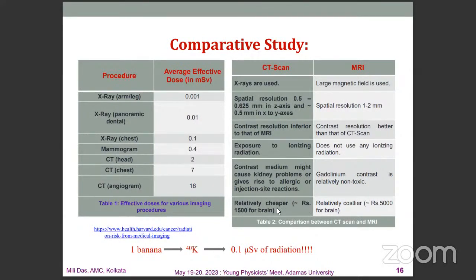And if we compare costs, a CT brain scan costs ₹1500, and MRI is a little bit costlier, because for the same thing, a brain MRI costs ₹5,000.